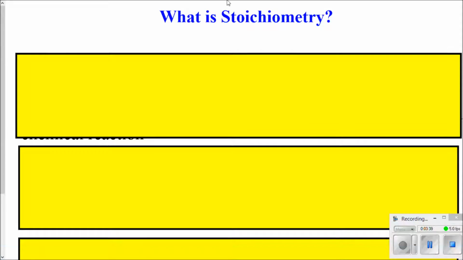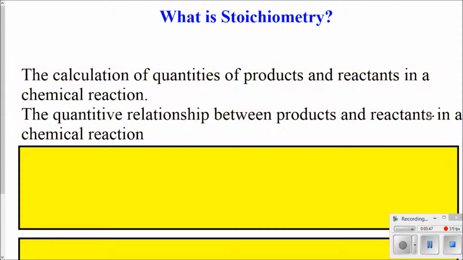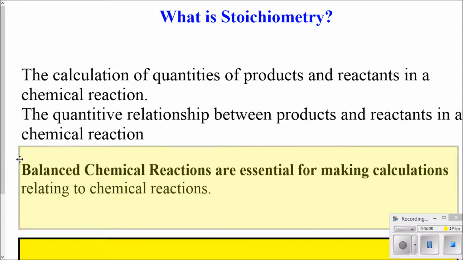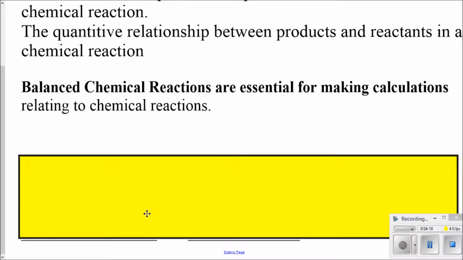So we know what balanced chemical equations are, and we know a term called stoichiometric ratios, but what is stoichiometry in general? Well, it's the calculation of quantities of products and reactants in a chemical reaction. It describes the quantitative relationship between the products and reactants in a chemical reaction. In other words, it's basically those numbers that we just saw, that ratio from the coefficients of the balanced chemical equation. Now, balanced chemical equations are essential for making these types of calculations.